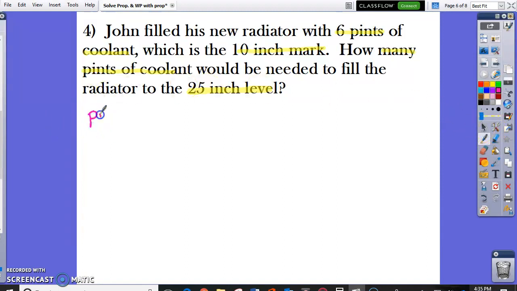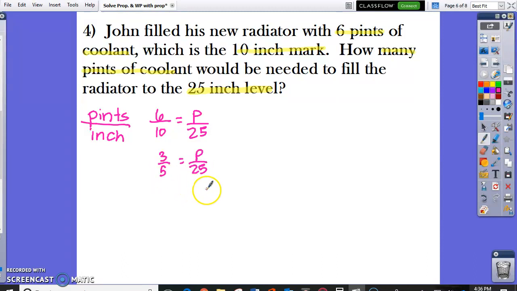So pints over inches. Now you could do inches over pints. You just decide how you write this one, and that's how you'll set up both ratios. So 6 pints is 10 inches. I don't know pints for 25 inches. Alright, well, we can't go from here to here. That's not nice, so it'd have to be a decimal. So I would try to simplify. And it does simplify to 3 over 5 equals the pints over 25.